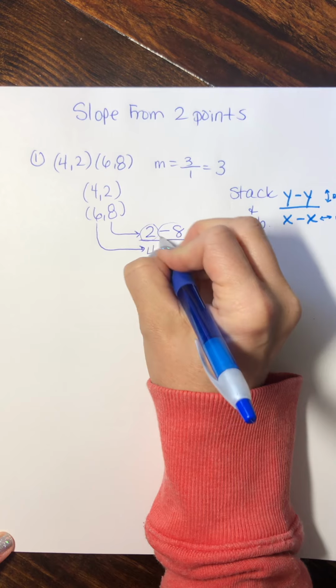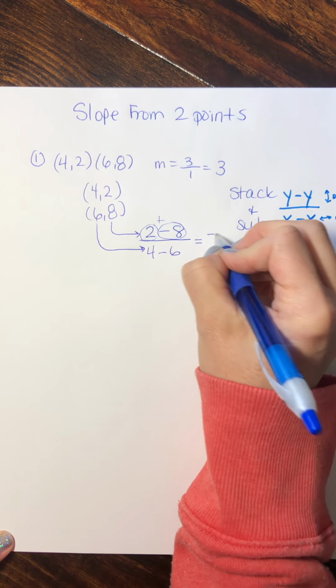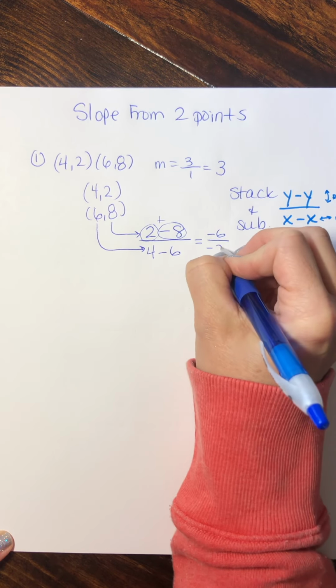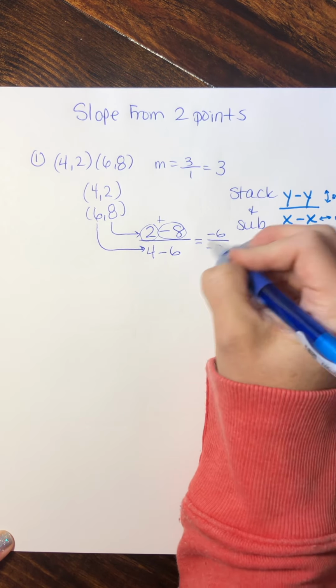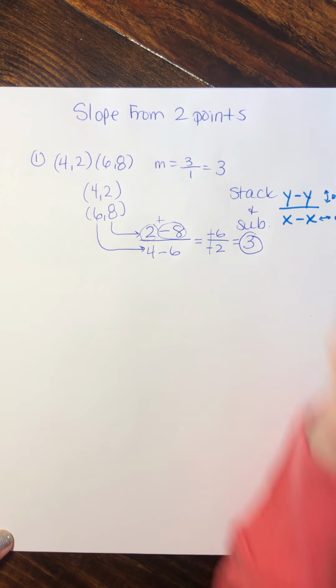And if you remember, this is a positive 2 plus a negative 8, or just 2 minus 8, which gives you negative 6. And then 4 minus 6, or 4 plus a negative 6, gives you negative 2. And we know a negative divided by a negative is a positive, and that's how we got 3.